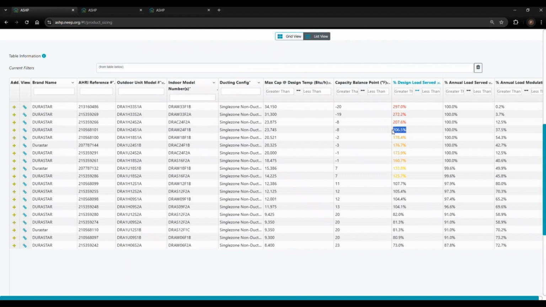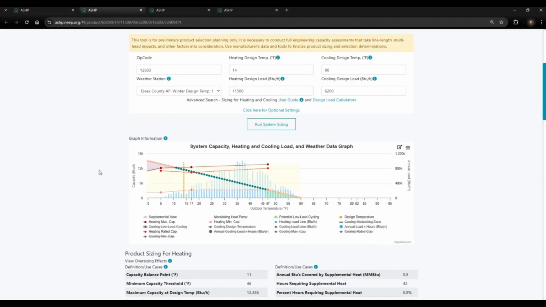Now that we've looked at a large piece of equipment and a smaller piece of equipment, let's look at a piece of equipment that is around 100% design load served. I'm going to look at this heat pump that is 107.7% design load served, 97.9% annual load served, and 80% annual load modulating. As we scroll to the system capacity, heating and cooling load, and weather data graph, we can visualize how this piece of equipment will operate year-round.